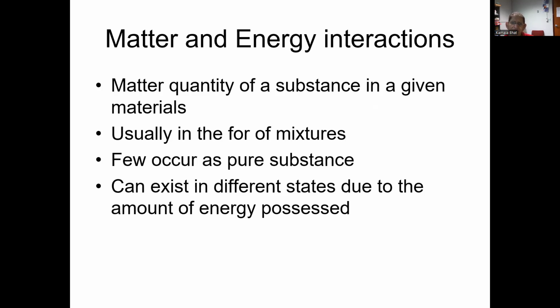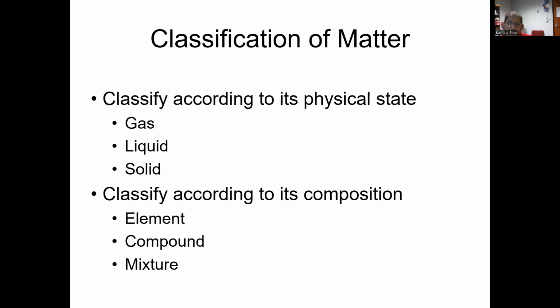Now we start going into matter and energy interactions. Matter is the quantity of a substance in a given material, usually in the form of mixtures. Few occur as pure substances. They can exist in different states due to the amount of energy possessed. Therefore, when we classify matter, we take into consideration two forms of matter definitions: one based on energy and the other based on composition.